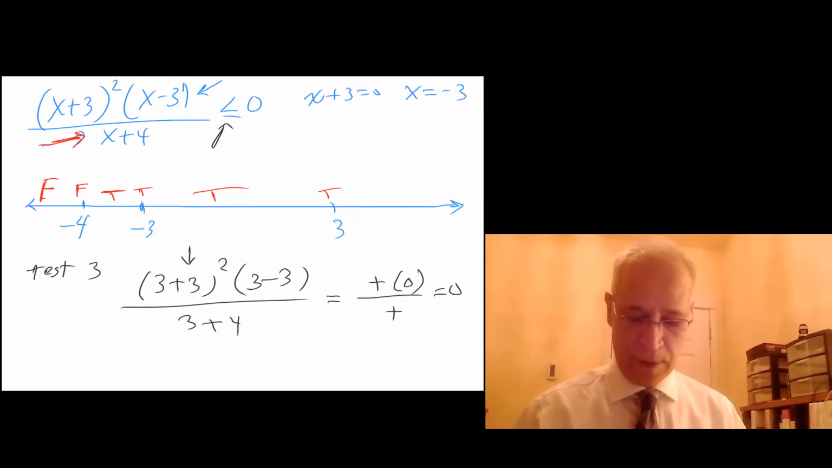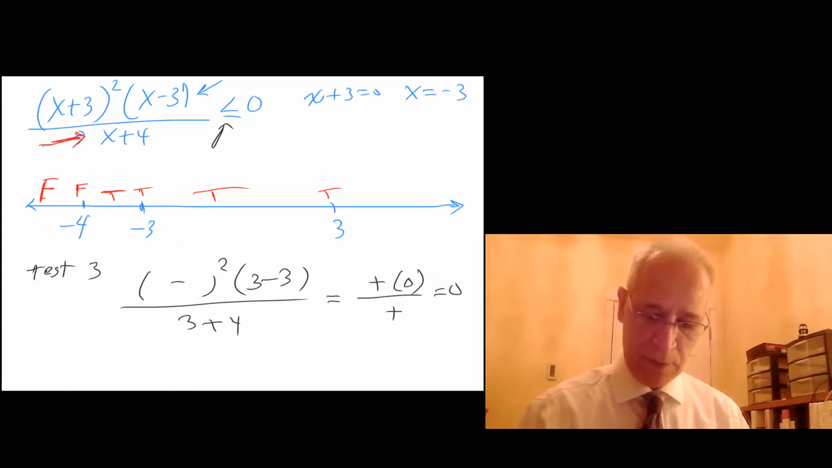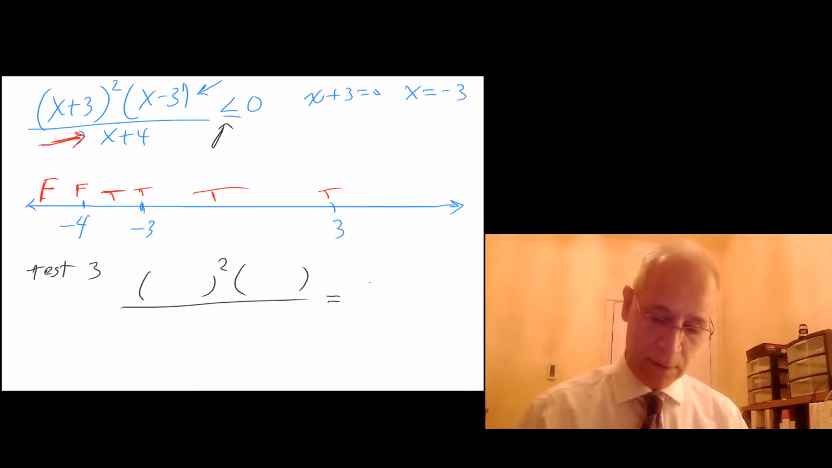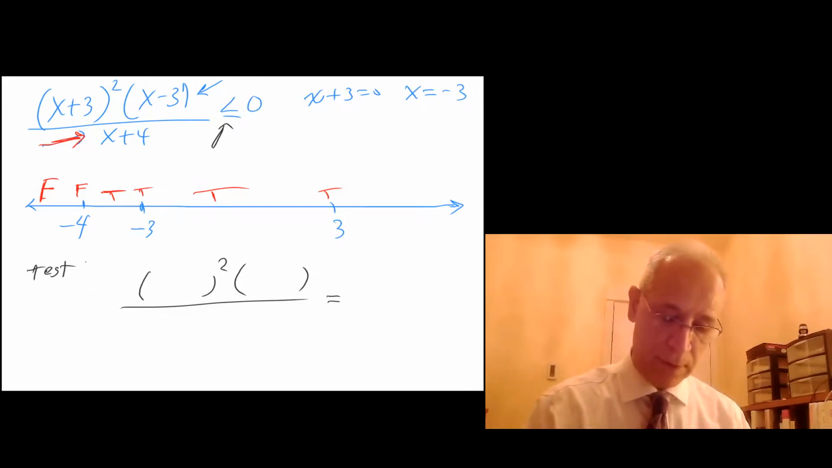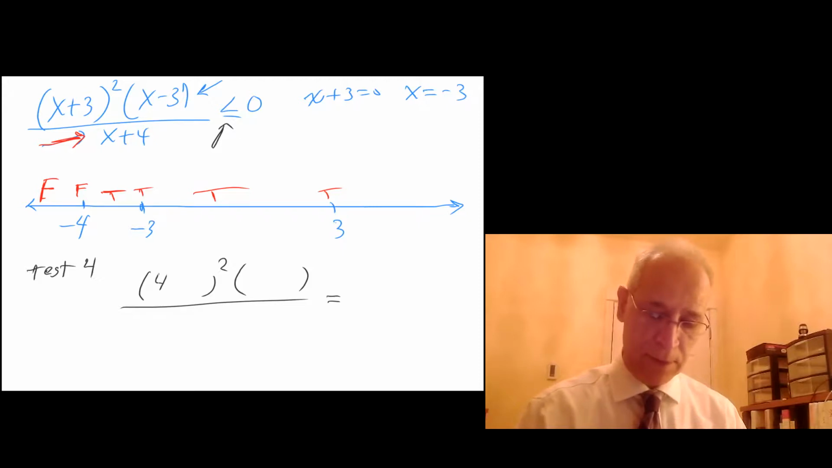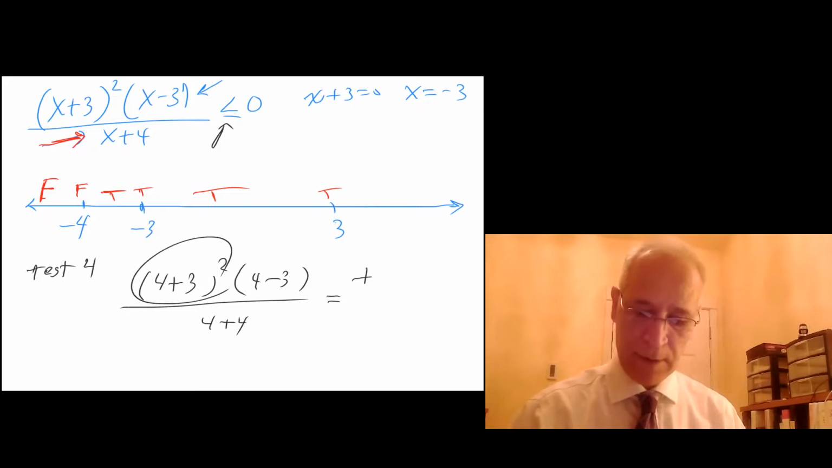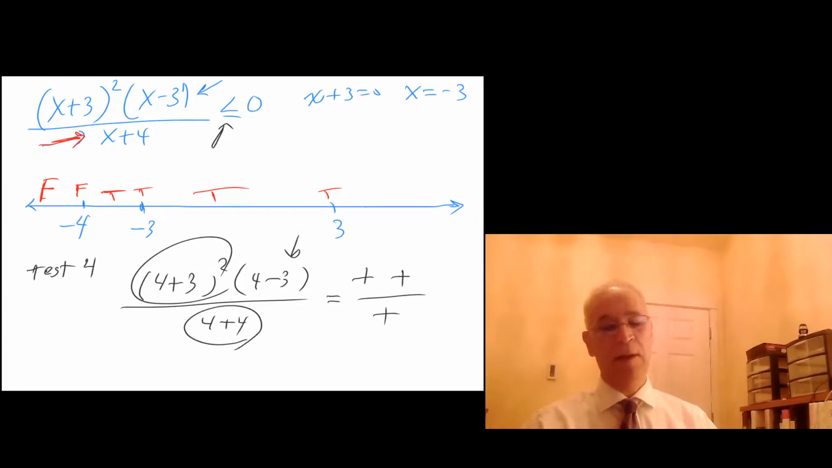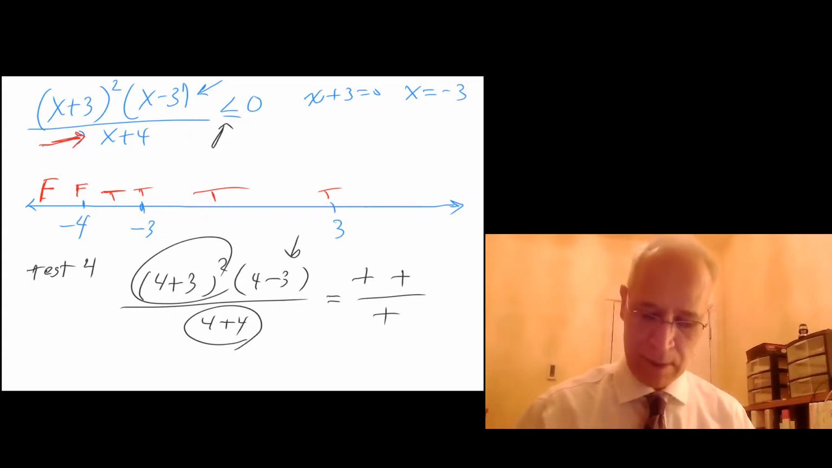And finally, one number that we can test would be to the right of 3. Let's try, let's say 4. Test 4. Well, I get 4 plus 3, 4 minus 3, 4 plus 4. And this is going to give me positive, positive, and positive. The end result is positive. And a positive number cannot be smaller than or equal to 0. So I'm going to put false in here.